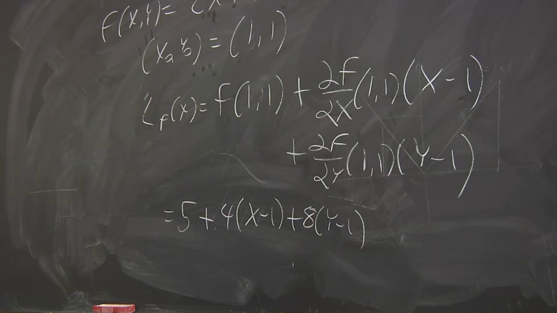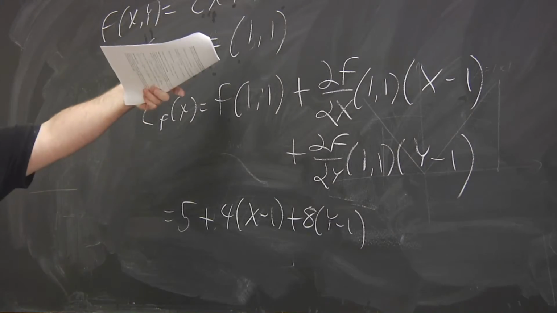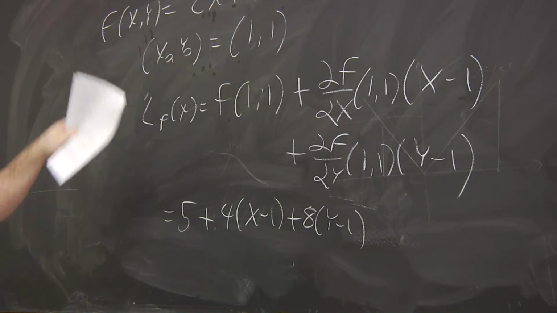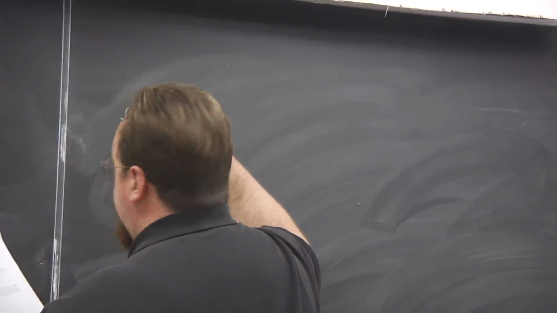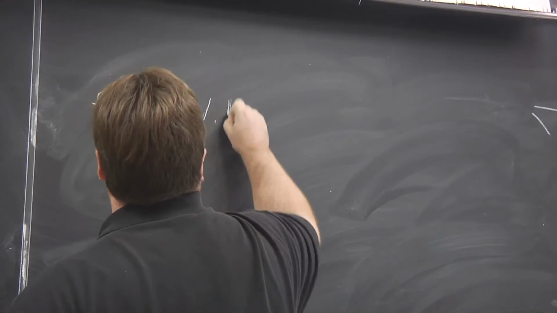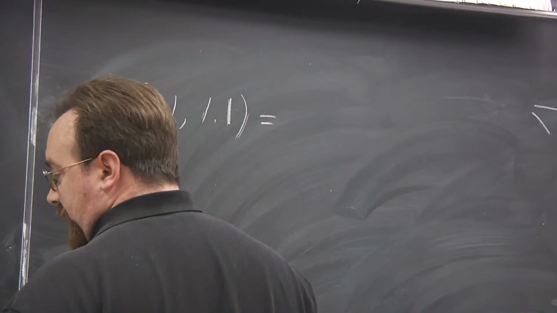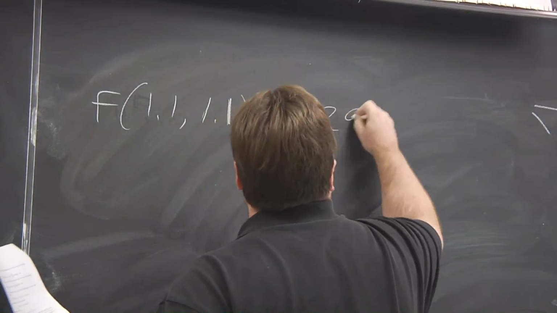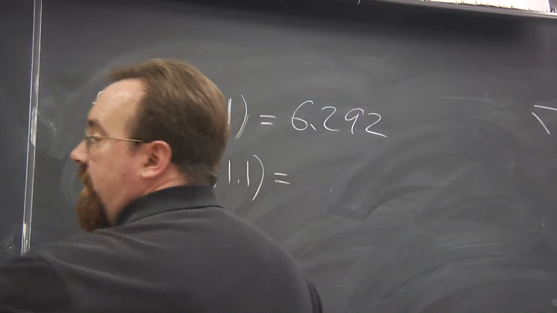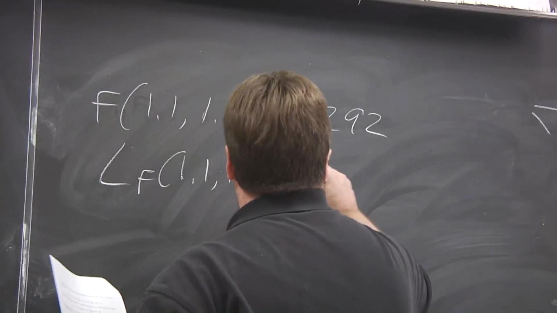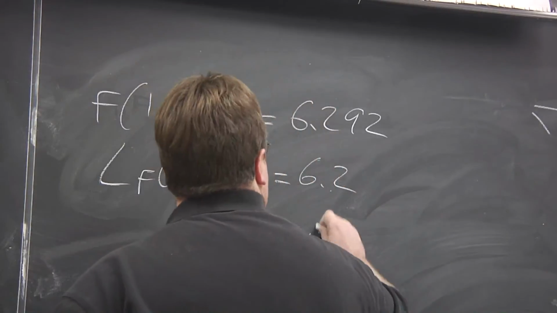Now, let's take a look at how good a job it does. The way we'll do that is we'll pick a couple of points that are near (1, 1), evaluate the function at that point, evaluate the linearization at that point, and we'll just compare the two. Let's suppose we have f(1.1, 1.1). So just add 0.1 to each, and what we get is 6.292. Whereas if we plug those same x and y into the linearization, we get 6.2. So the error is 0.092.